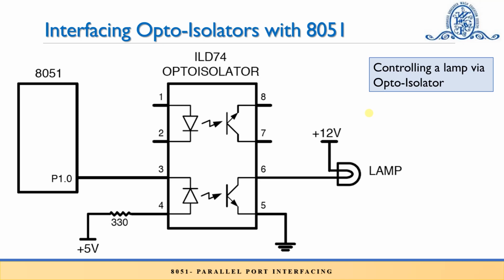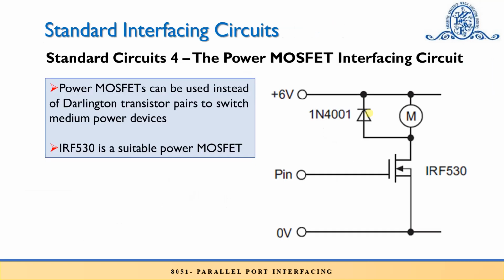So this is how the optocouplers are used to interface the microcontroller with high power devices. In this case, the ground of this plus 5 volt supply, which is also the same as the ground of the 8051 power supply, and the ground of this plus 12 volt supply, which is powering the lamp, are isolated. There is no connection between these two. So these two are not shorted. So these are isolation.